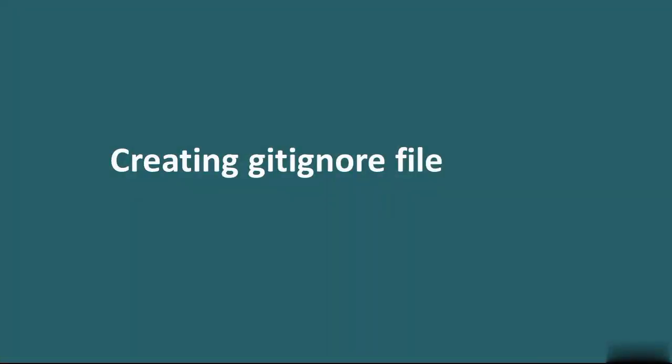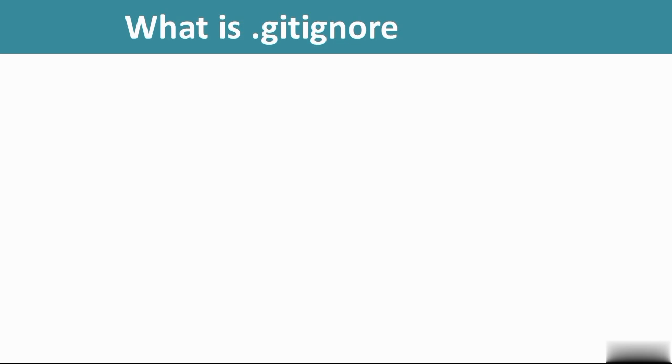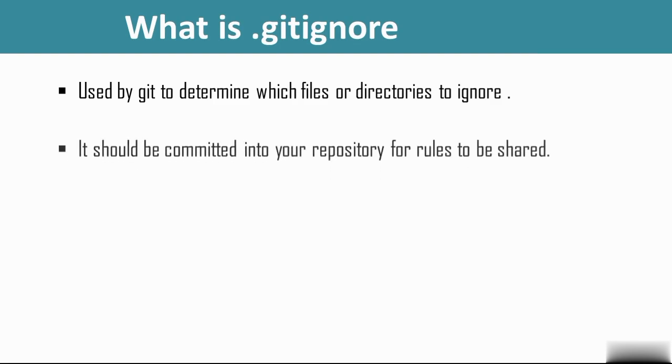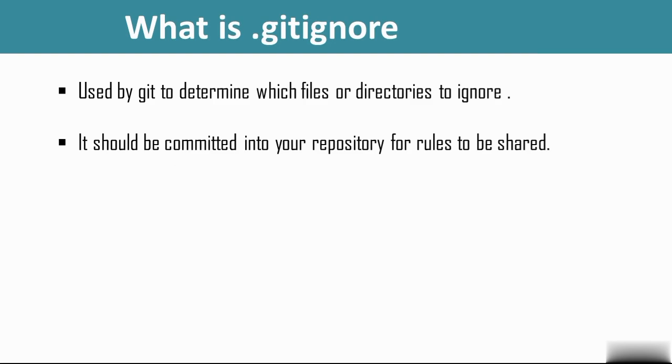In this lecture, I'm going to walk you through how to create a gitignore file. What is a gitignore file? A gitignore file basically is a file used by Git to determine which files or directories to ignore before they are committed. A gitignore file should be committed into your repository in order to share the ignore rules with any other users that clone your repository.